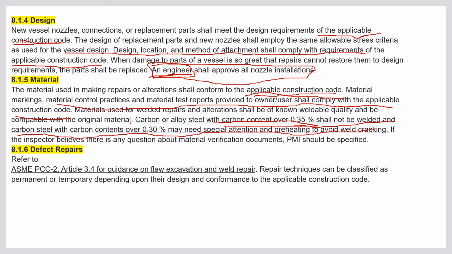But as per API, don't confuse yourself with carbon content and carbon equivalent. Carbon equivalent, there is a different criteria. If it is below 0.35, then you have to do what, from 0.35 to 0.55, what you have to do, and above 0.55, what you have to do. So that is different. And here it is saying carbon content, the chemical composition. If the carbon content is above 0.35, it shall not be welded. And carbon content over 0.3 may need special attention and preheating to avoid weld cracking.